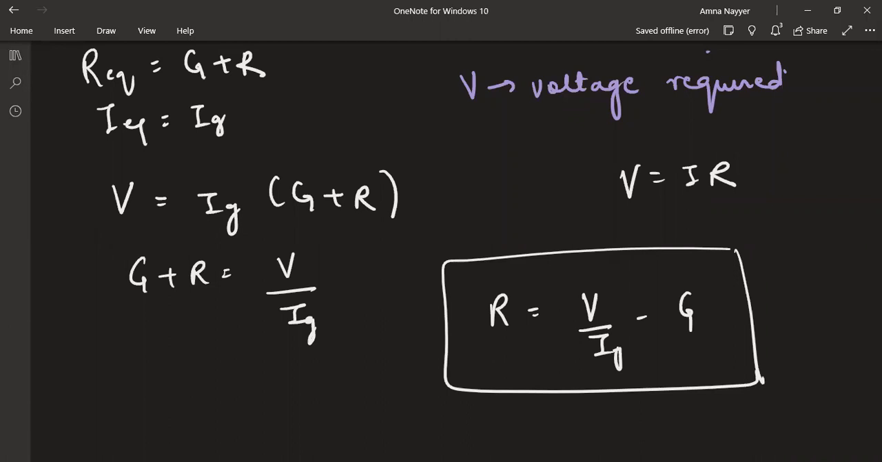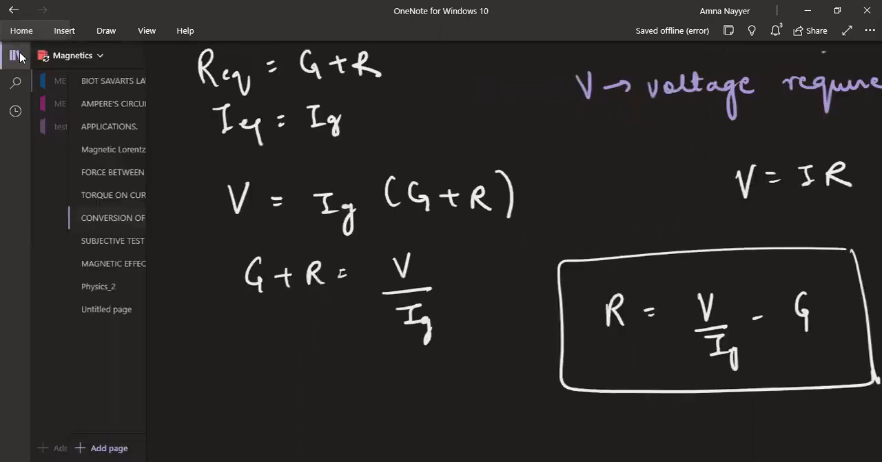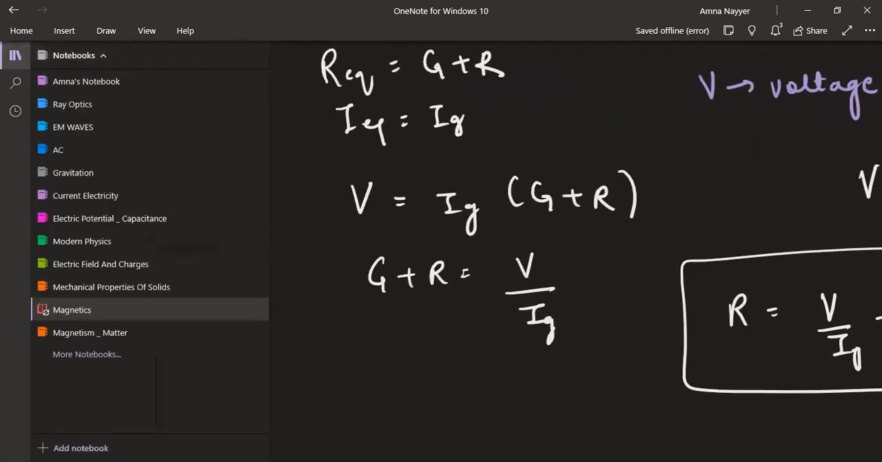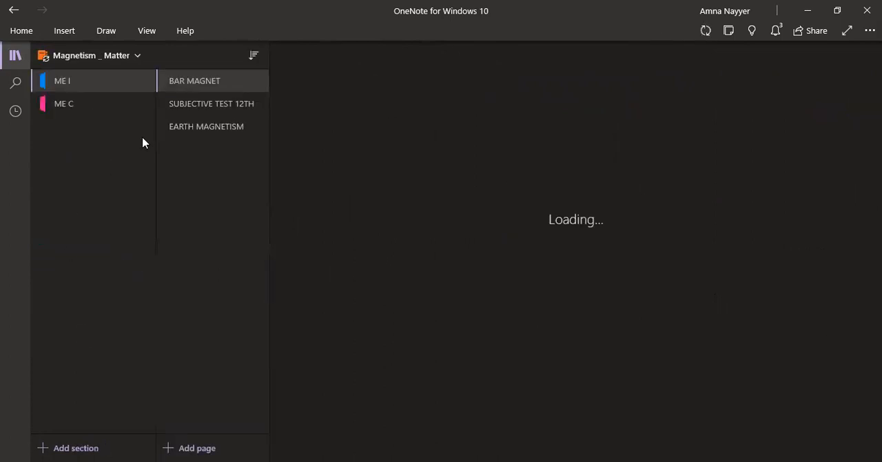All right, so this was what you had in your magnetic effects of electric current, moving charges and magnetism. Now from your magnetism and matter, that also has some portion.